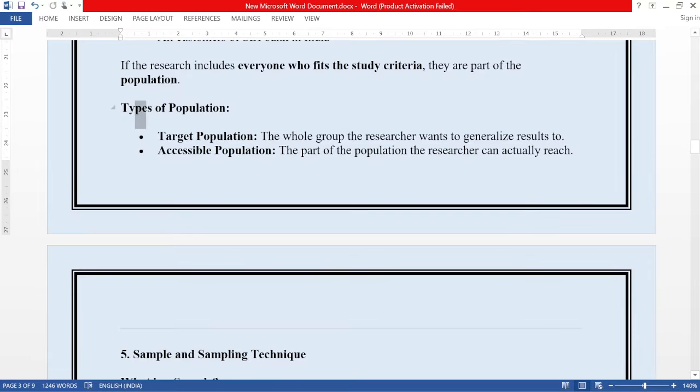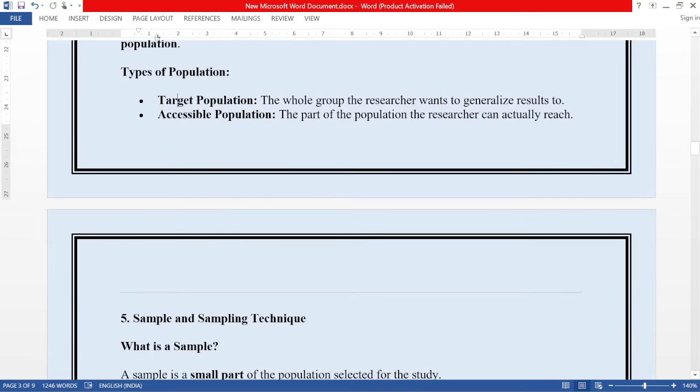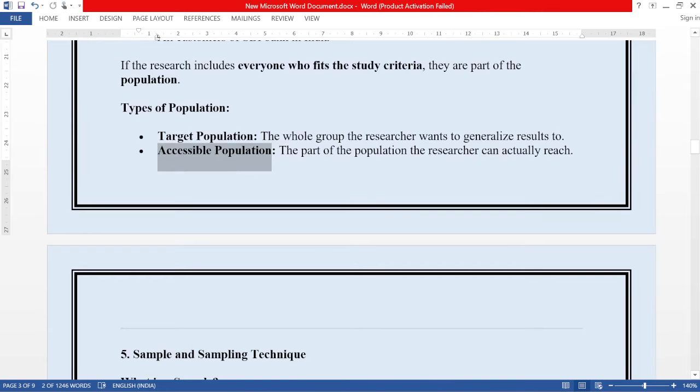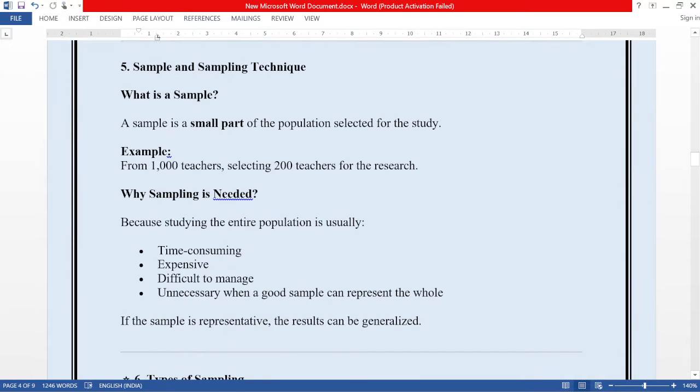Okay, now let's talk about types of population. First is target population, then accessible population. The whole group the researcher wants to generalize results to, and the part of the population the researcher can actually reach. Okay, so accessible population is where you have the access, and target population is the whole group the researcher wants to generalize results to. Okay, now let's talk about sample and sampling technique.